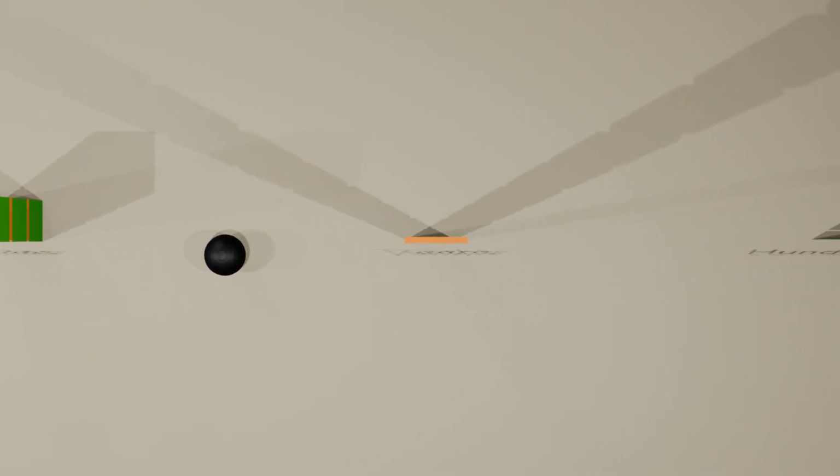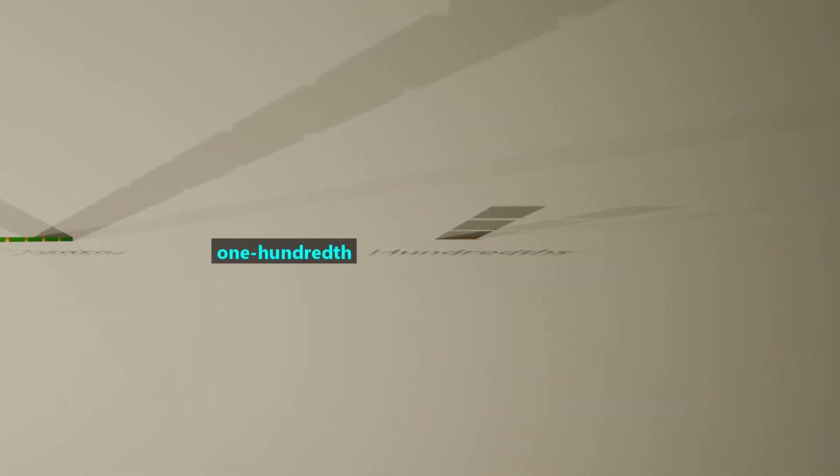This is the tenths place value. Each level is made of a thin slice of 1 block. That slice equals the width of 1/10 of a block. This is the hundredths place value. Each level is made of a very thin slice of 1 block. That very thin slice equals the width of 1/100th of a block.